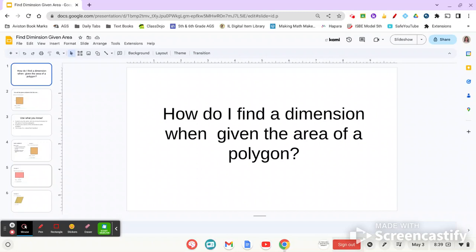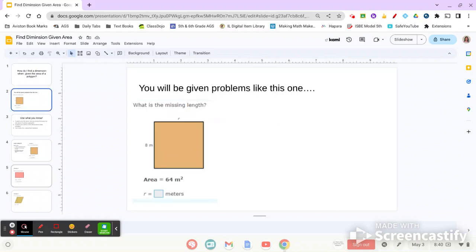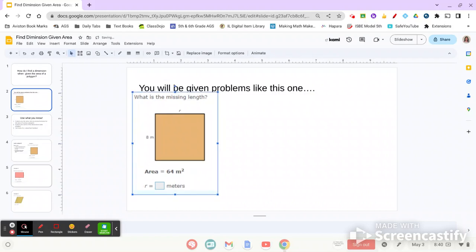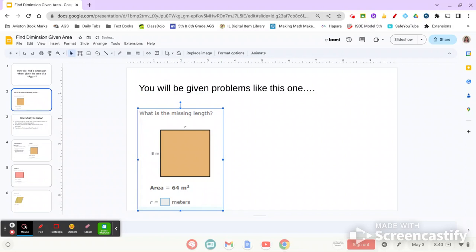Hey guys, we're going to do a lesson today that's just an extension of yesterday. The question today is, how do I find a dimension when given the area of a polygon? These problems will look similar to yesterday's problems. They'll look like this one, where it'll give a polygon and ask for one of the missing sides, but it will give us the area.